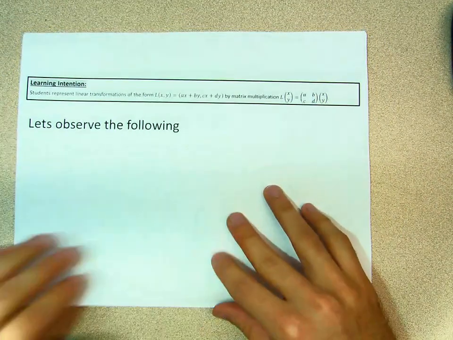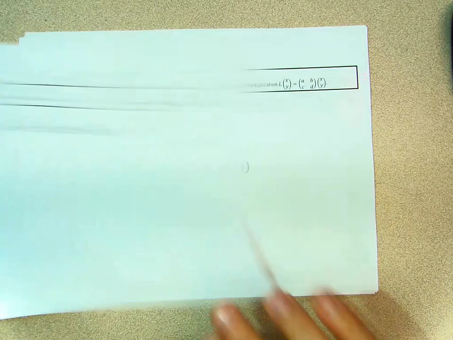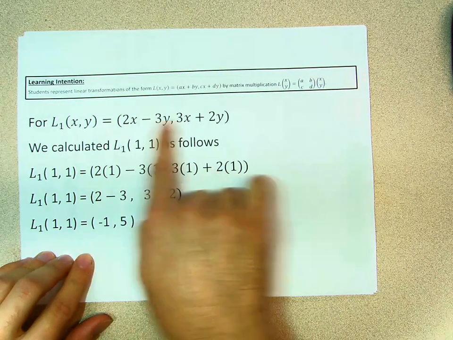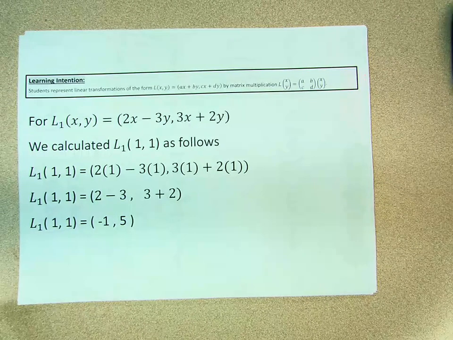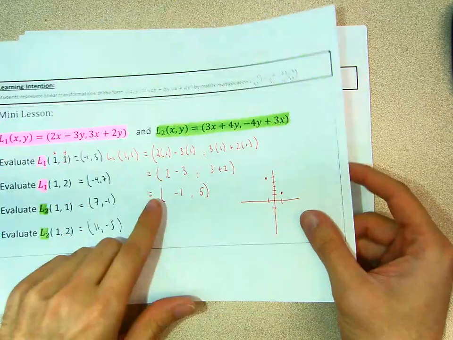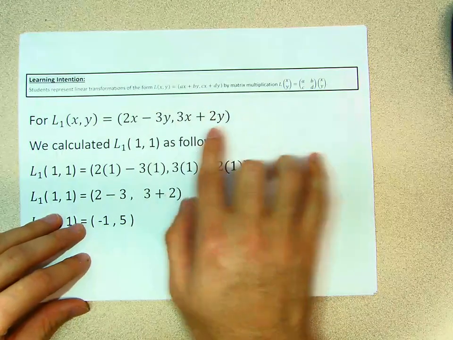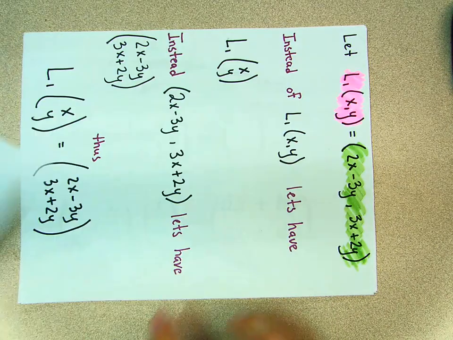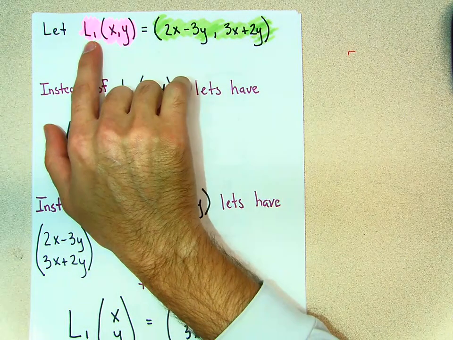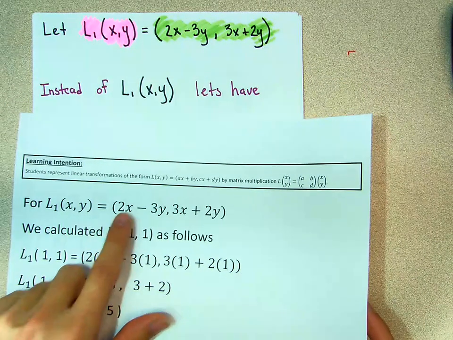So let's observe the following. We just had this calculation for L sub 1, right? We calculated this, and when we plugged in (1, 1) into this formula, we got (-1, 5). Where was that done? Let me just check real quick. We just did that right here, right? During these calculations, we got (-1, 5). And what we're going to try and do is a matrix multiplication to get the same solution here. So what I'd like us to first look at is, if I have here this L1(x, y), it was equal to this, right?